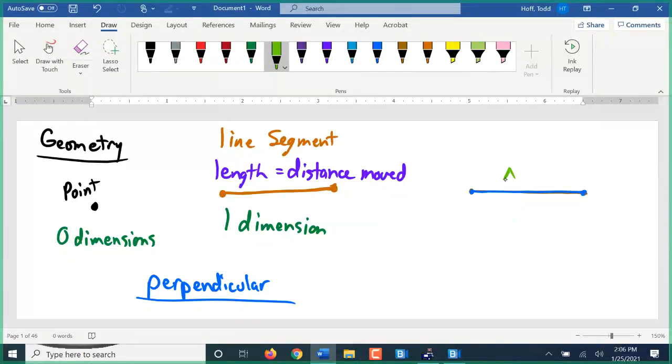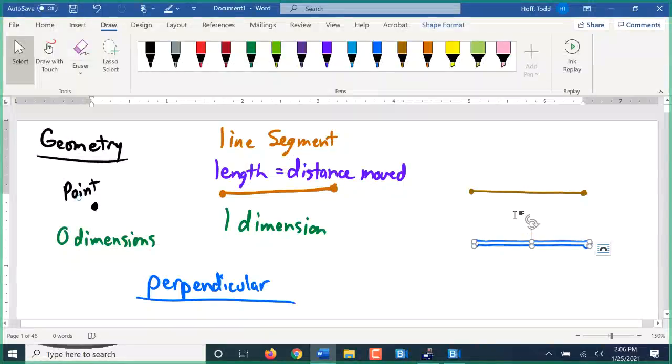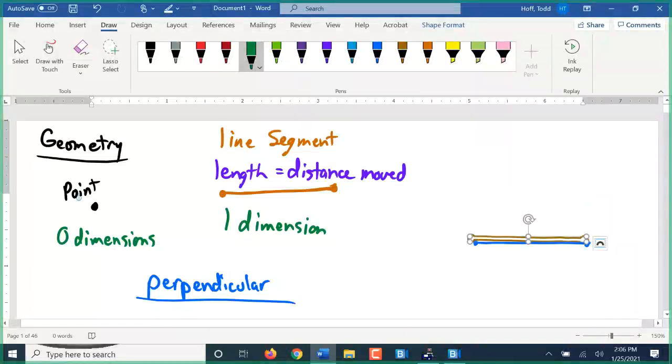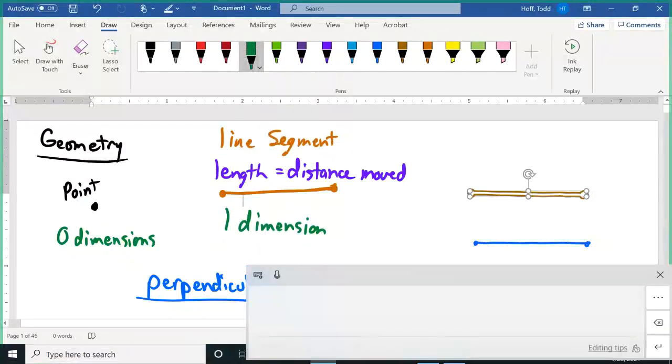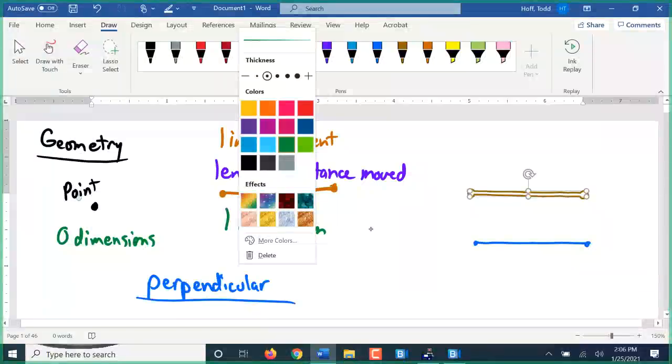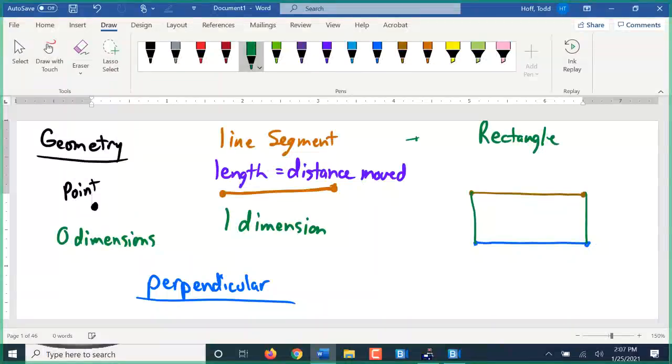So if I move that line segment in a direction that's perpendicular to the original orientation, like this, think of it as a stick being dragged across the sand, it's going to trace out a rectangle. That rectangle now has 2 dimensions.